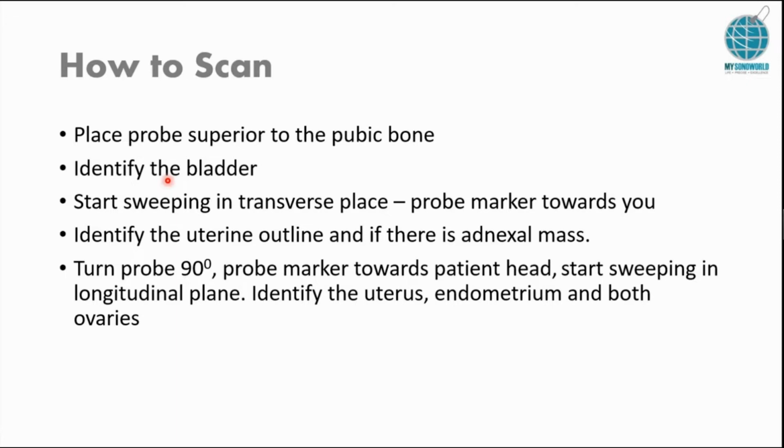Remember, when you are in transverse, the probe marker is always towards you. When you are sweeping, mentally check all the uterine outline and see if there is any mass. As you are sweeping up and down, identify everything, the uterus, the ovaries, and see if there are any masses. And then once you do that, you turn the probe 90 degrees towards the patient's head and start sweeping in longitudinal plane. Again, you can only identify the endometrium in longitudinal.